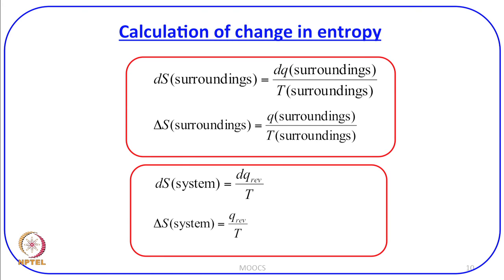I once again emphasize on this, that even if the process is irreversible, we must find out a reversible path to get the value of dq reversible and use this formula to calculate the change in entropy of the system. And for a finite change, we can use the integrated form, which is q reversible by T. And then later on, we will connect these q's with the delta H for the exothermic and endothermic processes. And we will also solve a lot of numerical problems for different cases to calculate the values of changes in entropy.